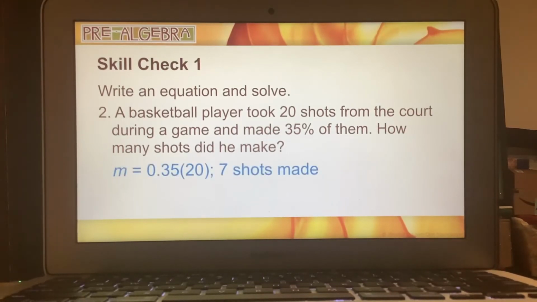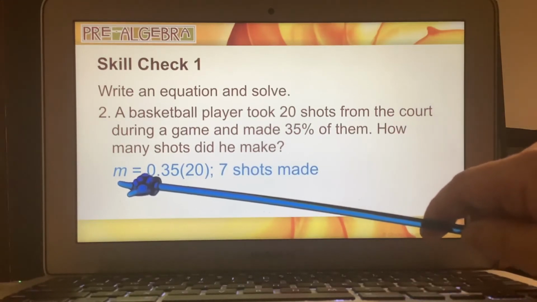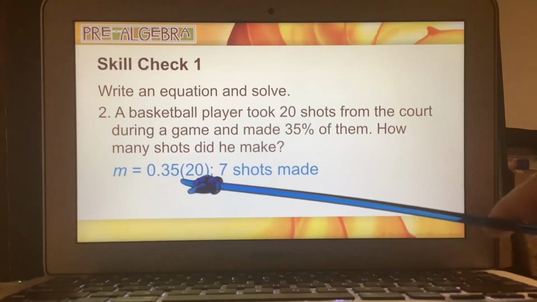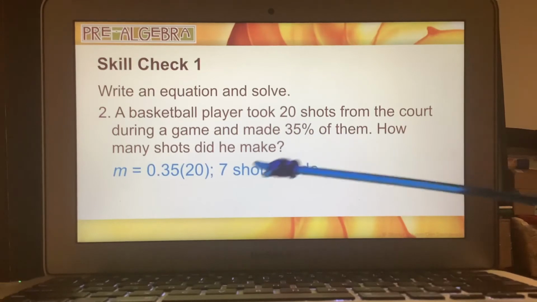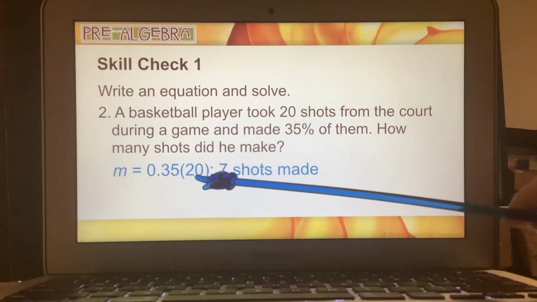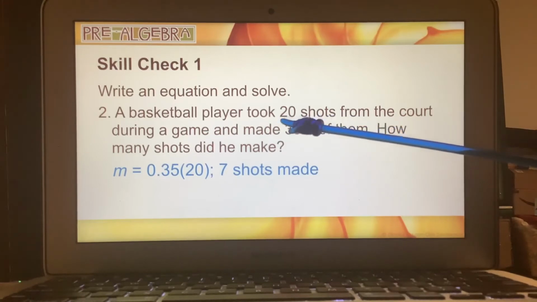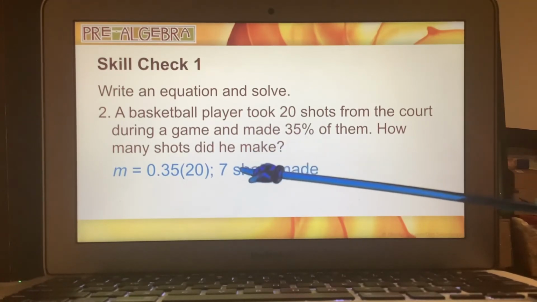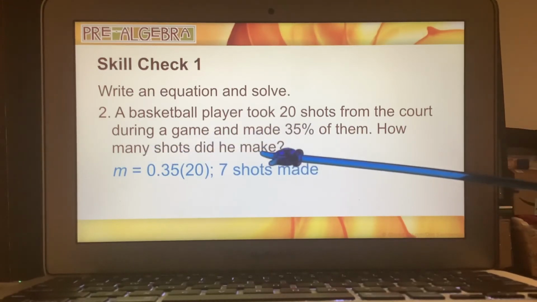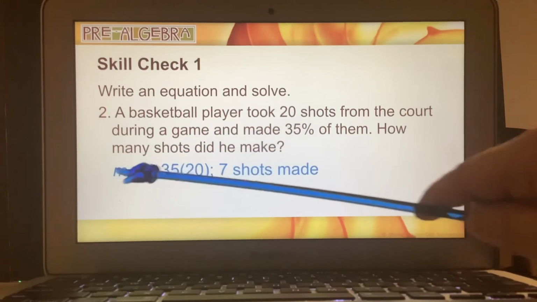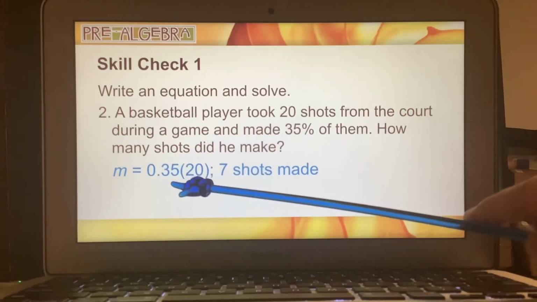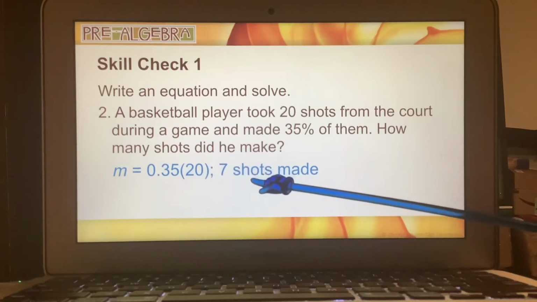So in our formula, the shots that he made would be M, and that is equal to 0.35, that's 35% right here, times the whole, which is 20 shots. He shot a total of 20 shots. The percent was 35 of them made it in, and so the number that made it in is the part. That's why we have 0.35 times 20. When you work that out, you should get 7 shots were made.